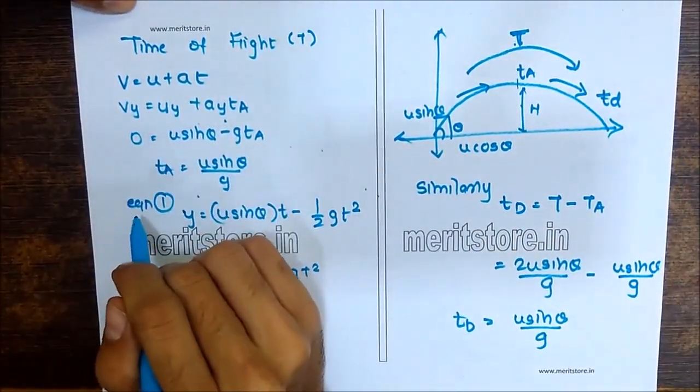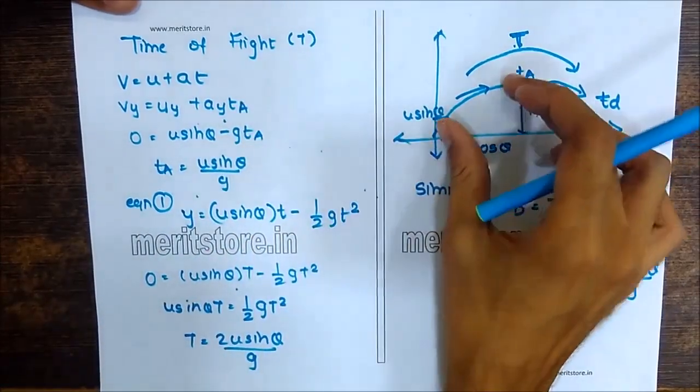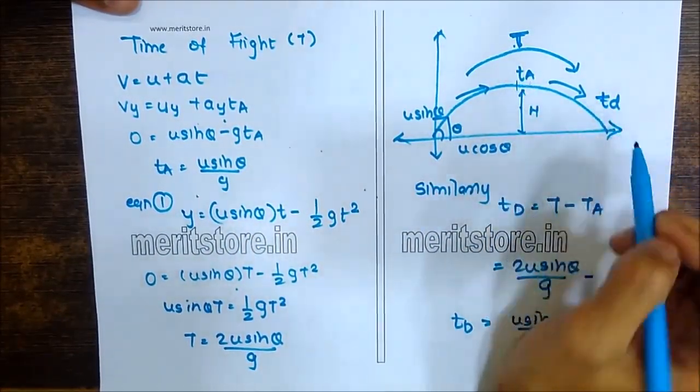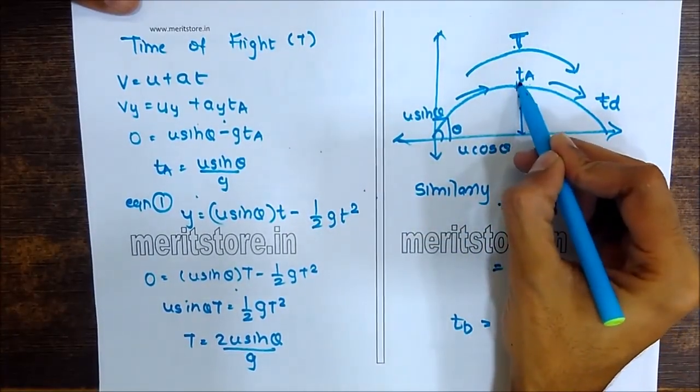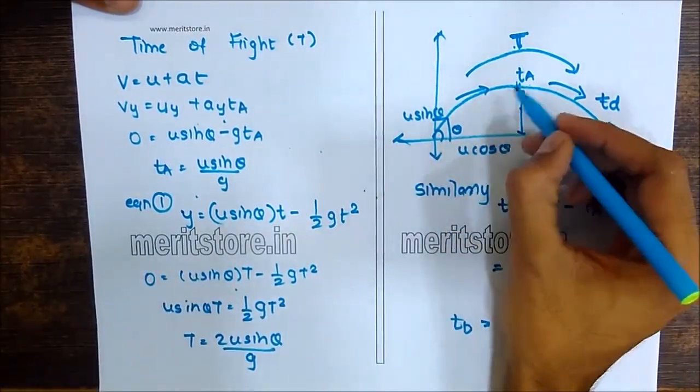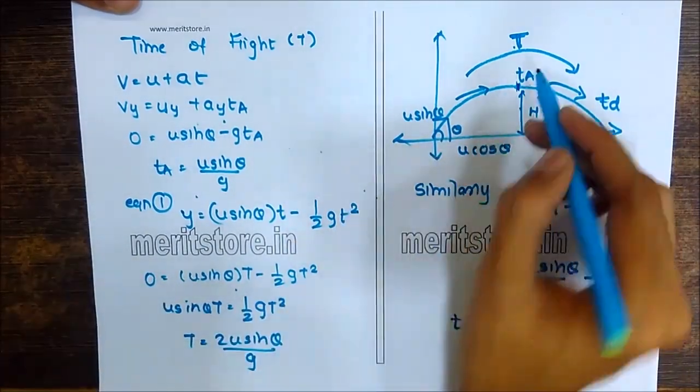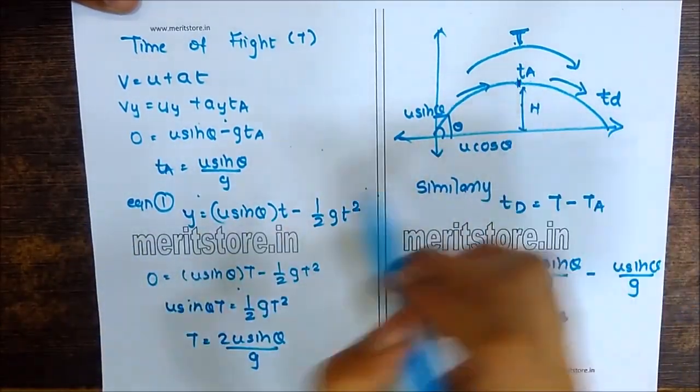So that is called the time of flight. Time of flight is subdivided into two parts: one is TA and one is TD. TA is the time of ascent, that is the time required for the projectile to reach its maximum height. Whenever the projectile is at its maximum level, that much time is required to reach it.